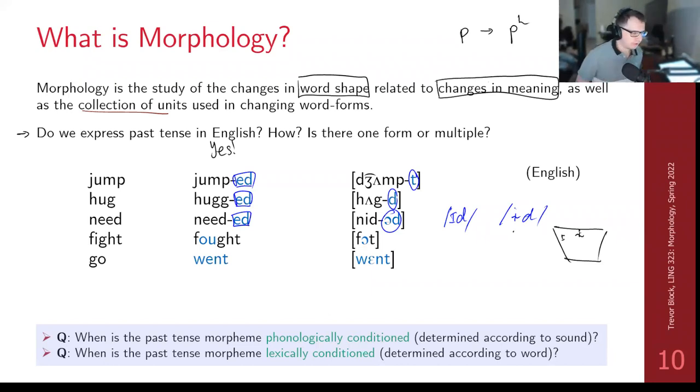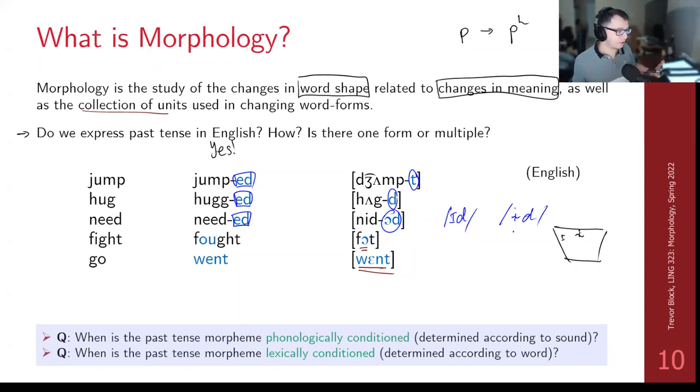So we can show it through affixation, or we even have internal change. In a word like fight, that internal vowel is changing. And in a word like go, everything just goes to hell. There's nothing in the word went that resembles go at all. It's just a completely different word. So yeah, we express past tense in English, and we express it through multiple different ways.